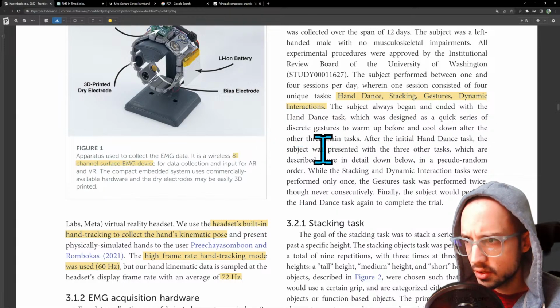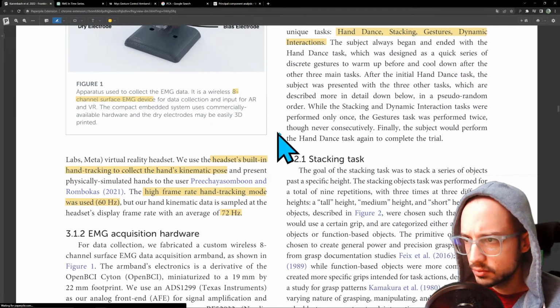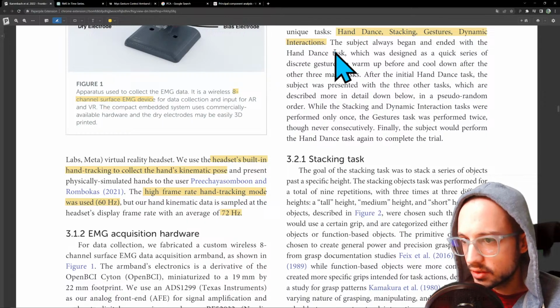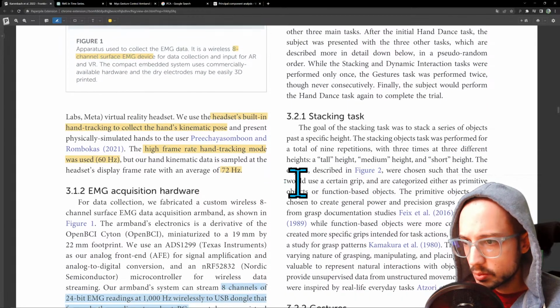Okay, so it's pseudo-random order, stacking, and interaction. So the hand dance is kind of like the start token and the end token of any kind of thing. Okay, so what is the stacking task? Stacking 3 times, 3 different heights: tall, medium, and short. Primitive objects were chosen; function-based objects are more complex.